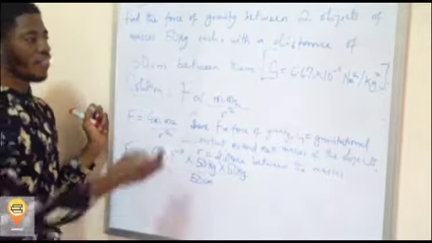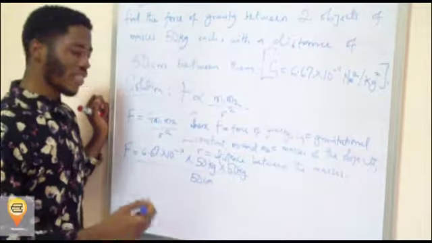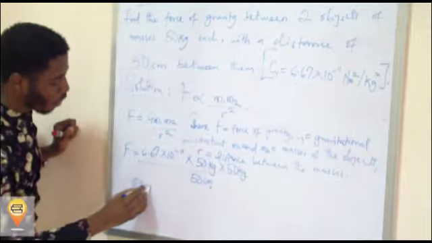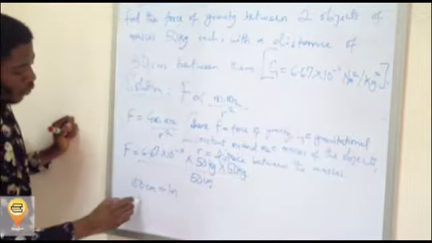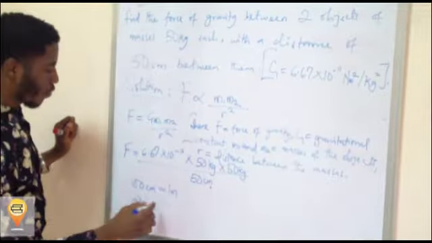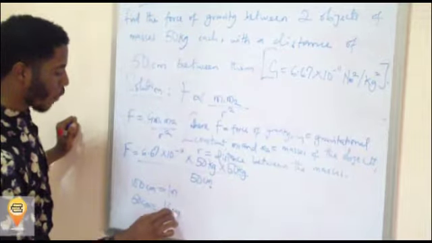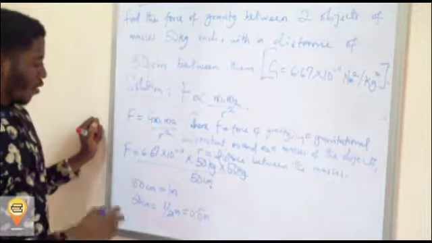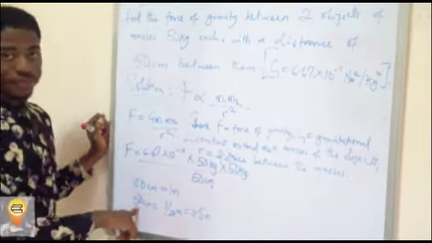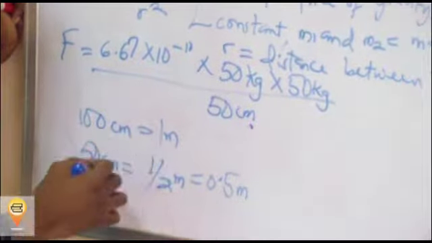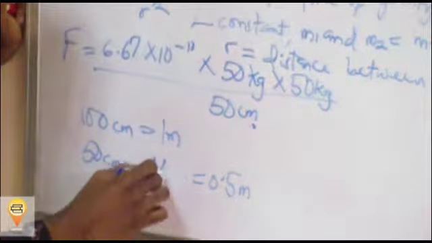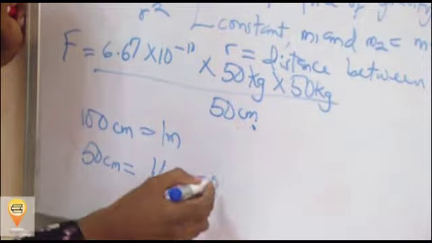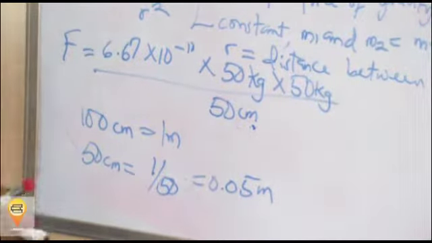But note that the SI unit of distance is not centimeter. The SI unit of distance is meters. So what you have to do is convert this centimeter into meters. And now we know that 100 centimeter equals 1 meter. So therefore 50 centimeter will be equal to 1 all over 2 meter, or 0.5 meter. Now, how did I get this? If 100 centimeter is equal to 1 meter, 50 centimeter will be equal to 50 over 100. Now this is the value of our distance in meters.